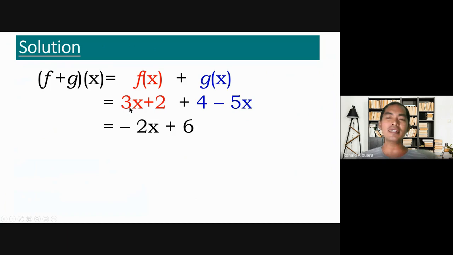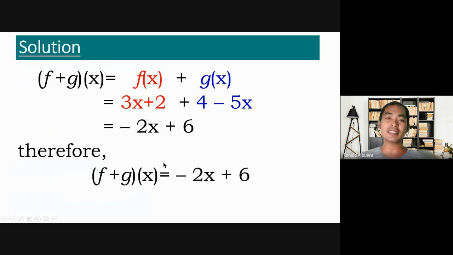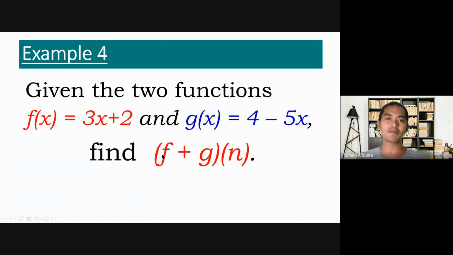Then combining similar terms, 3x is similar to negative 5x. But unlike sign, we are going to subtract. 5 minus 3 is 2. And we copy the sign negative because 5 is bigger than 3. So negative 2x. Positive 2 and 4 are similar, and we can combine. 4 plus 2 is 6. That's the sum of the two functions.